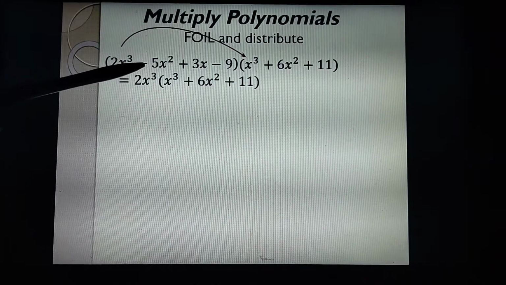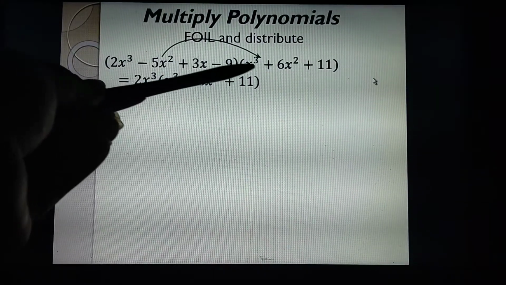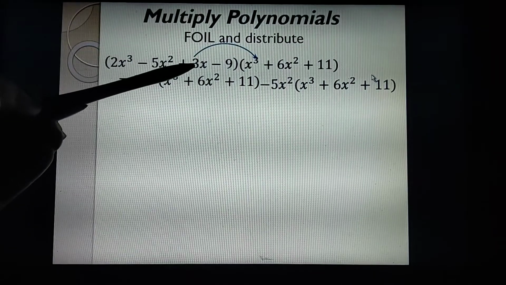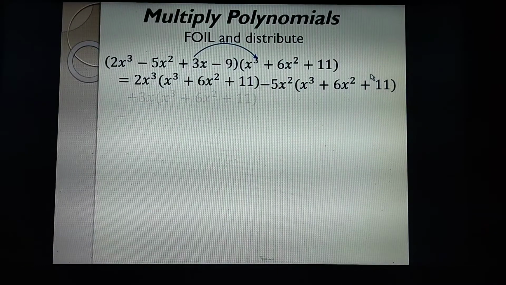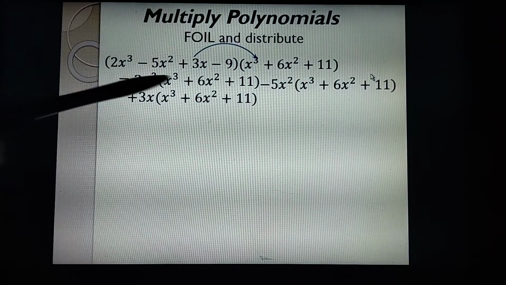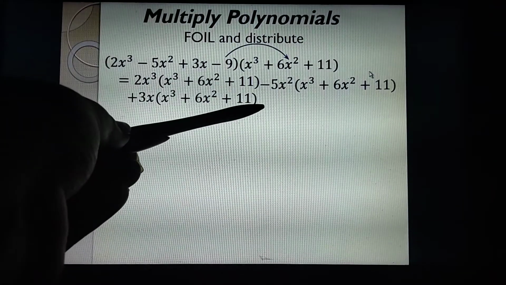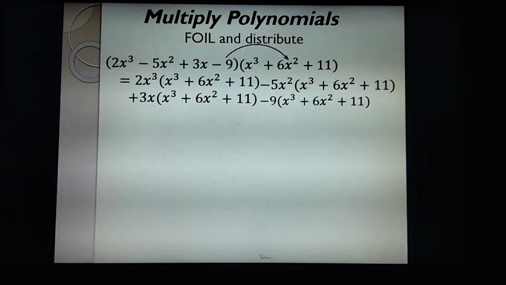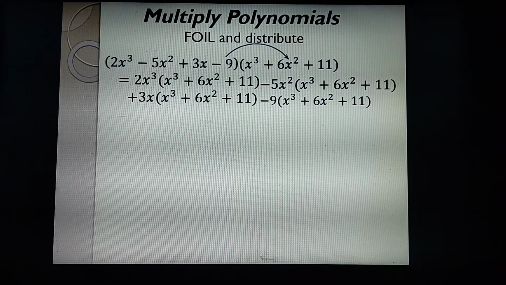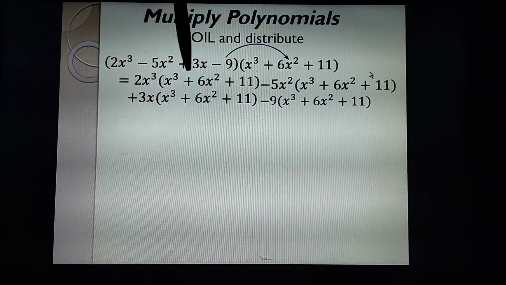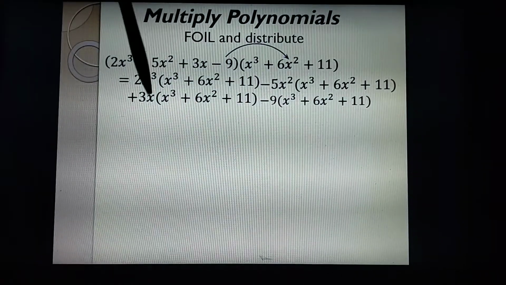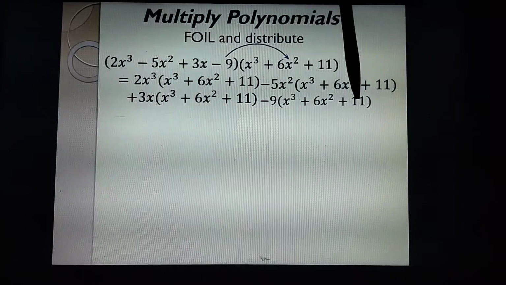Now I have to take this second term and multiply it by everything in there. Then I have to take the third term, multiply it by everything in those parentheses. And then finally my last term, multiply it by everything in the parentheses. So I've done no actual math so far. All I've done is rewritten it. So now I can focus on 4 individual problems. This is one problem. This is another problem, third problem, fourth problem.